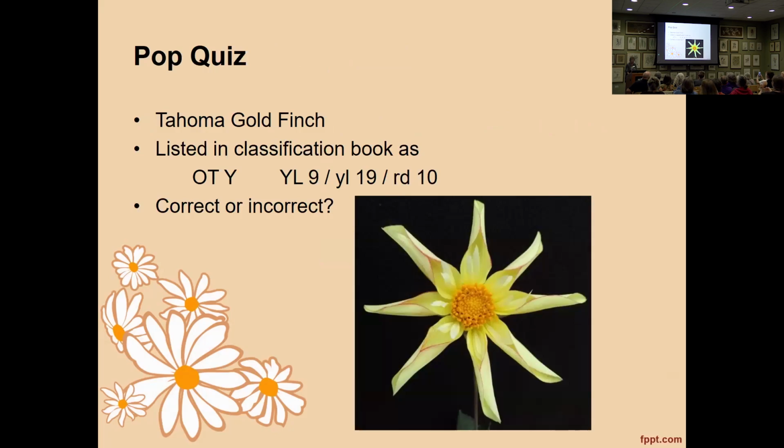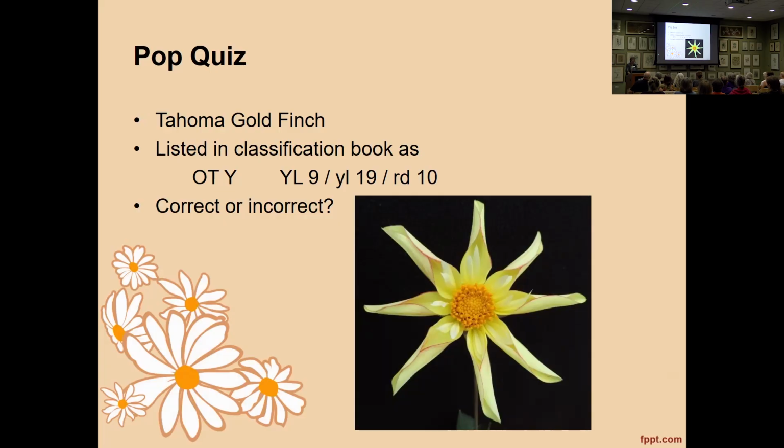Pop quiz. Tahoma Goldfinch. It's listed in the classification book as orchid yellow, yellow 9 in capital letters, yellow 19, and then a slash red 10. Is this correct? No.